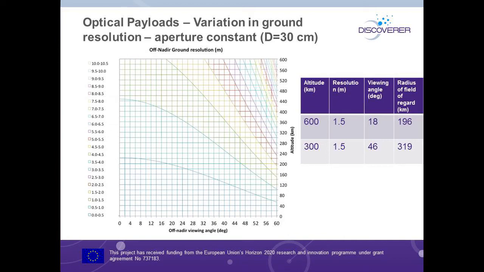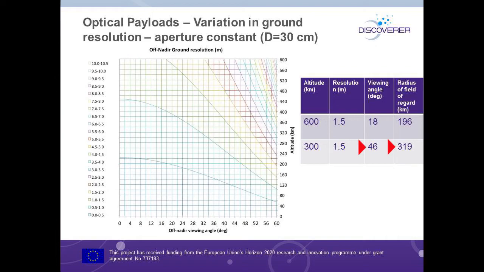So this is the off-nadir viewing angle, again with varying altitude as we go down. And if we take an example of, say, these contours are therefore showing the ground resolution as we move off the nadir through to a 60 degrees off angle. If we take the example of, say, a 1.5 meter resolution here, which we've got here, so it's 600 kilometers, 1.5 meter resolution. That gives us an angular field of regard of about 200 kilometers. As you get lower, because your resolution is increasing, you can look further off axis, right? And in fact, at 300 kilometers, that angular field of regard is bigger.